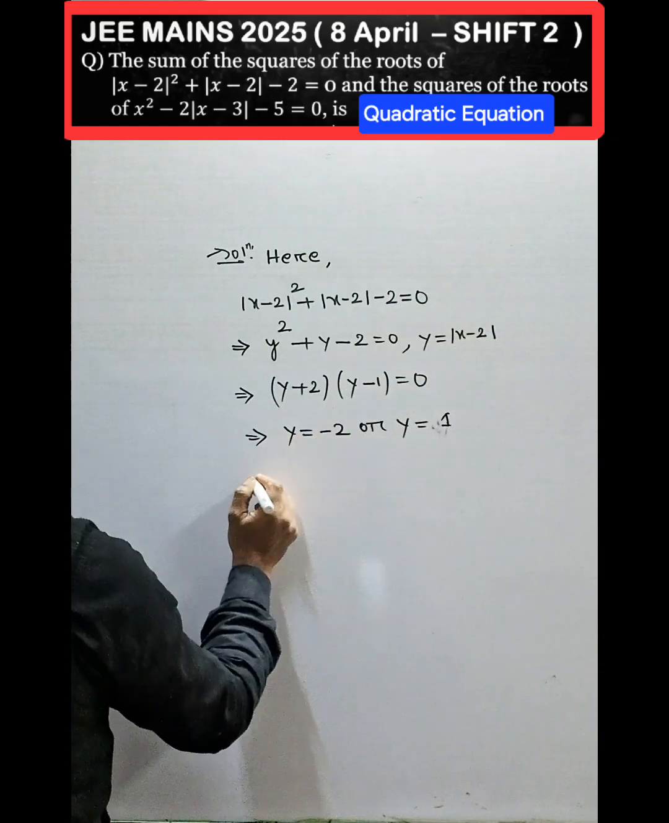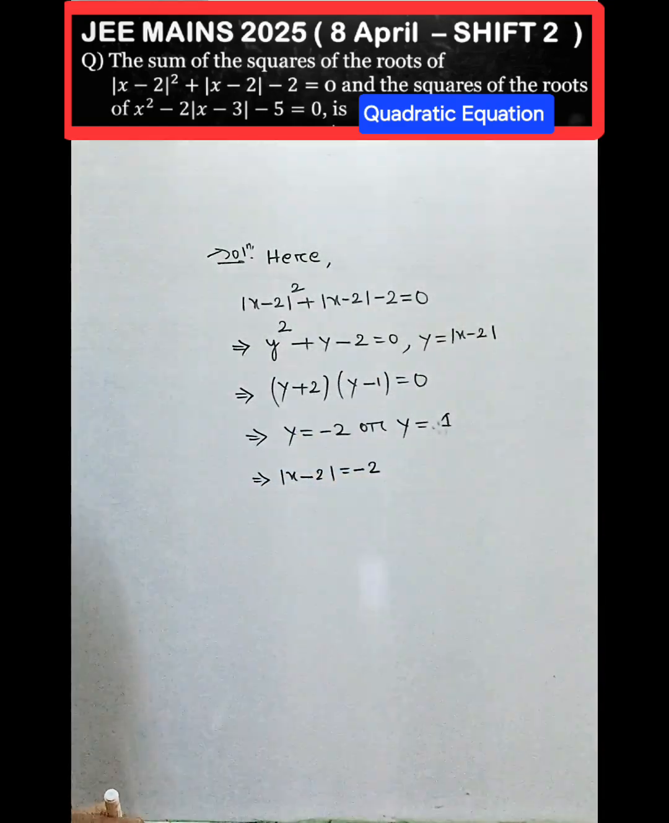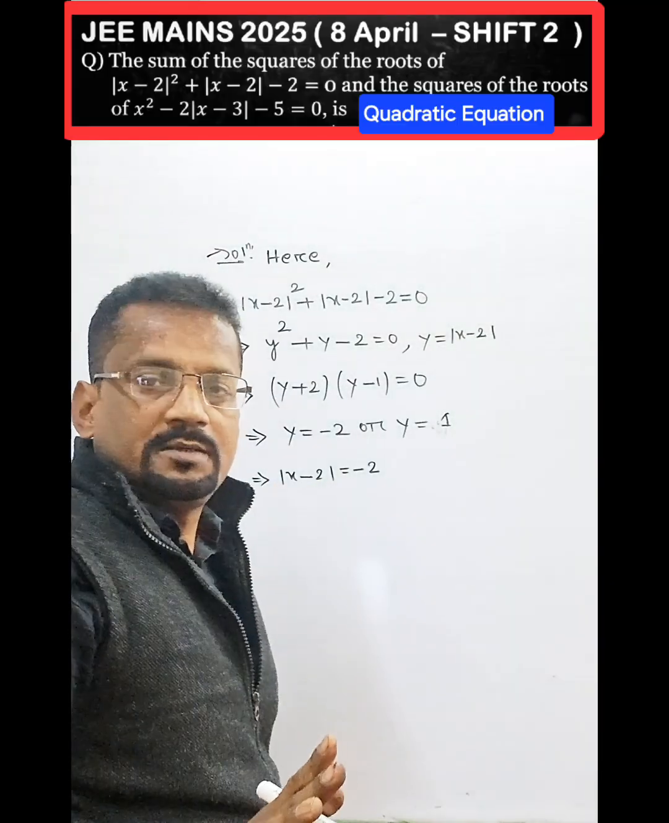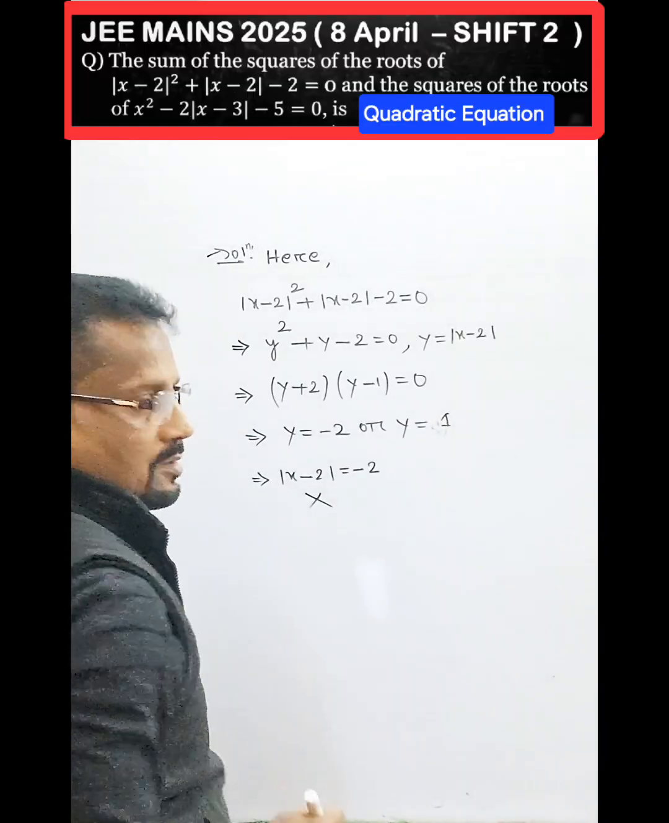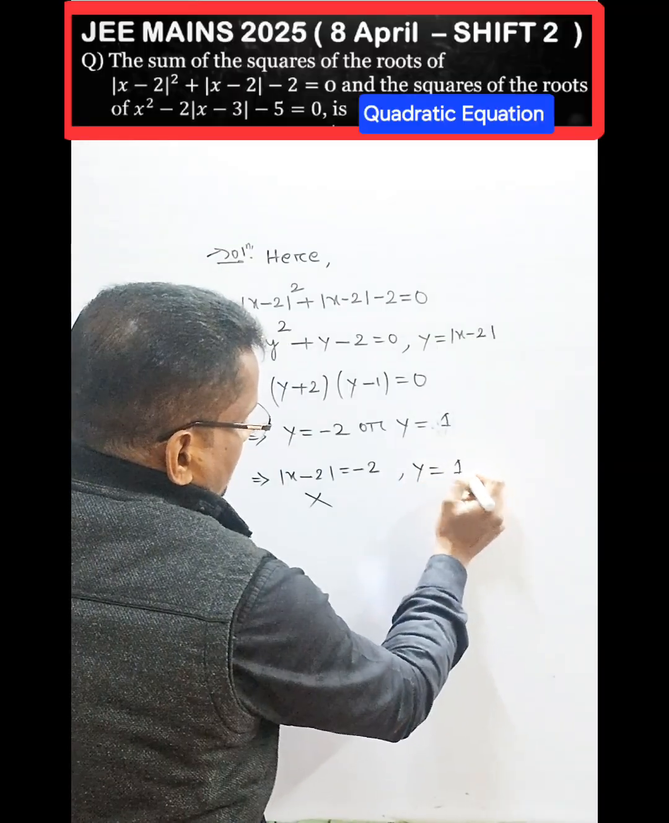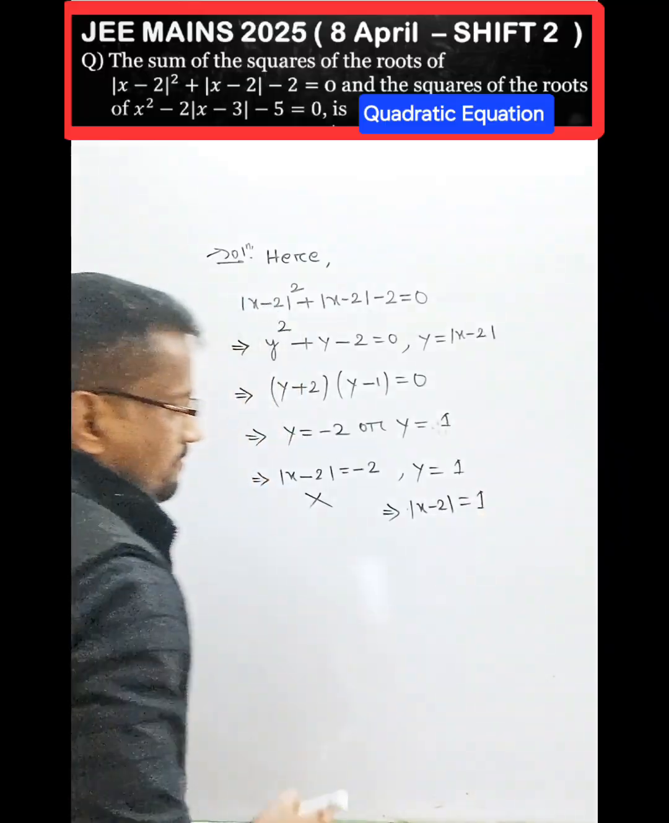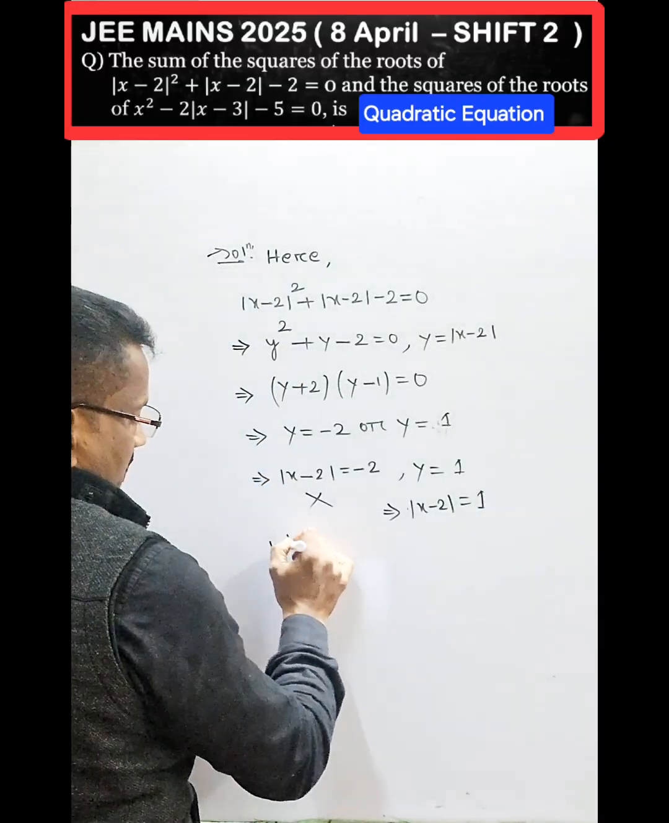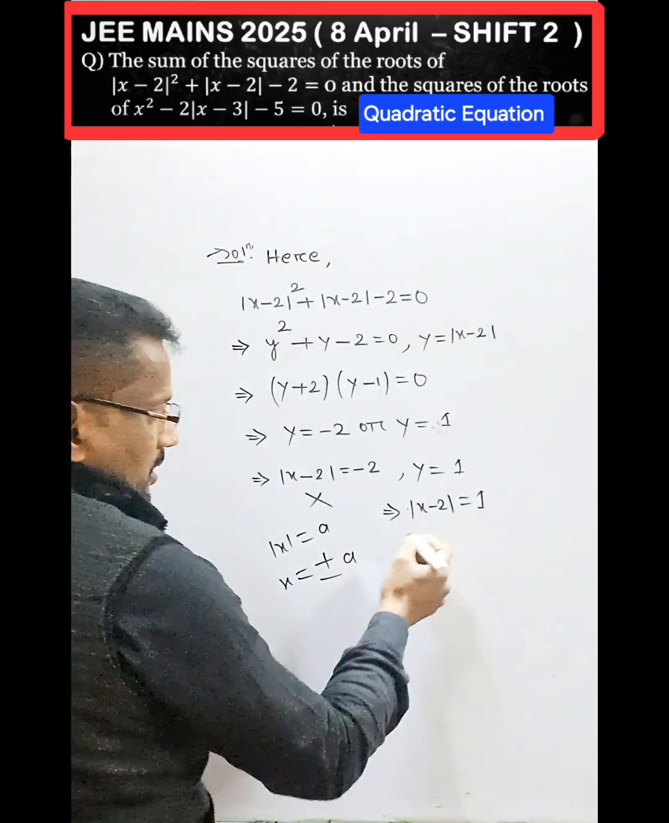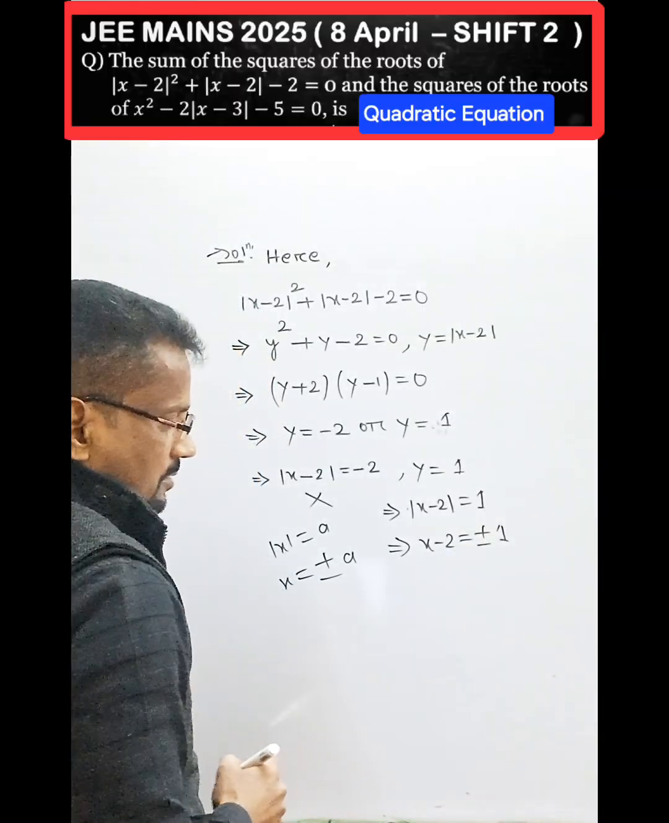Now what is y? y is modulus of x minus 2. So modulus of x minus 2 equal to negative 2. Now you see, modulus of any real number cannot be negative. That's why this is not possible. But y equal to 1 means modulus of x minus 2 equal to 1. As you know, modulus of x equal to any real number a, then x is either plus or minus a. So here also x minus 2 equal to plus or minus 1.